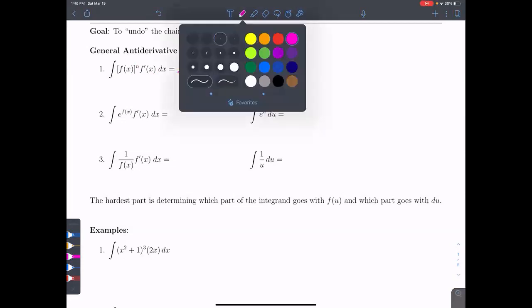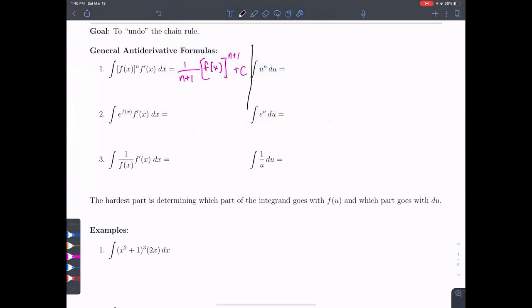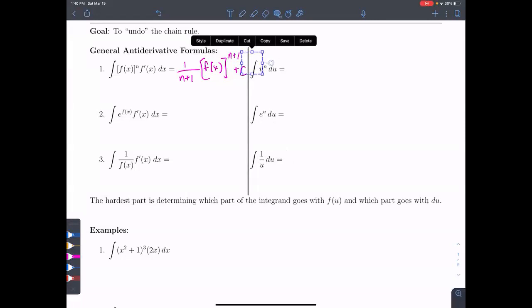Then I will go through this. Let me try to get this set up so that these don't run into each other. Oh, okay.